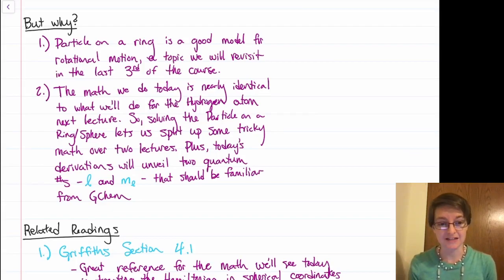And so doing that today will get us most of the way there for the hydrogen atom, although you don't know it yet. So we're going to take on this problem of the particle on a sphere today, and then in the next lecture, you'll be introduced to the final steps for the math to do the full hydrogen atom. And plus, as a bonus, 2 of the quantum numbers that you learned about in general chemistry for the hydrogen atom, L and M sub L in this case, are going to appear and feature pretty strongly in today's lecture.